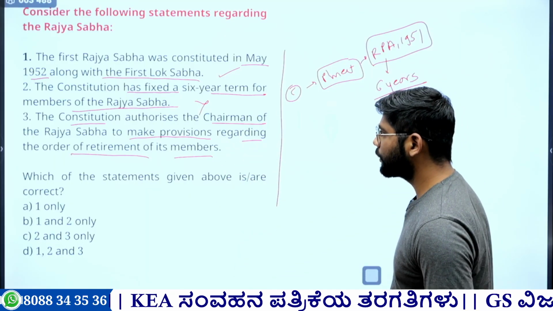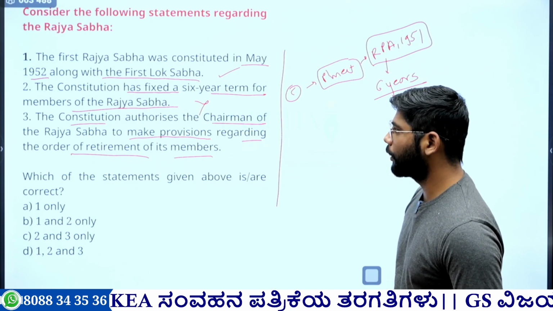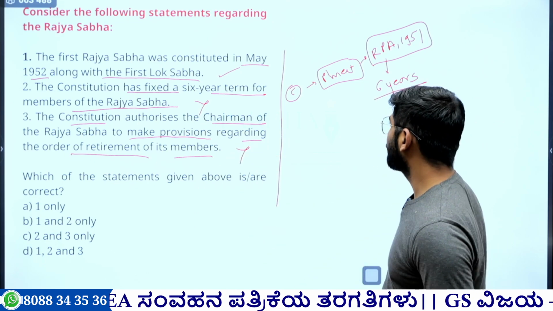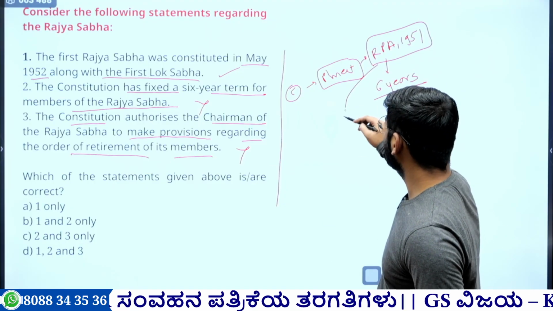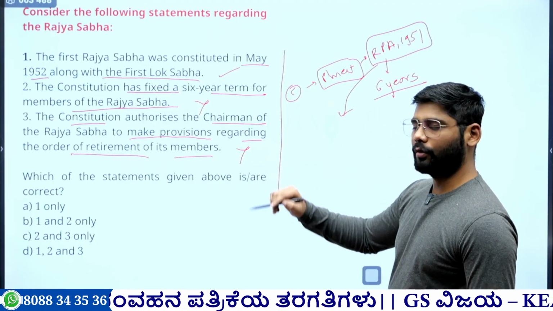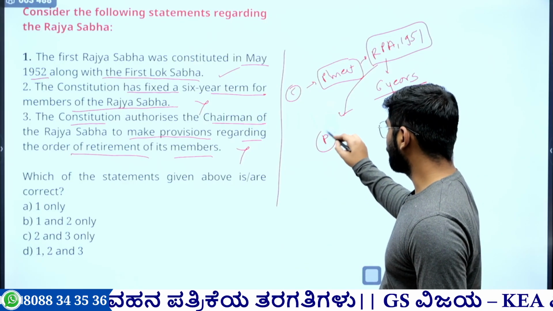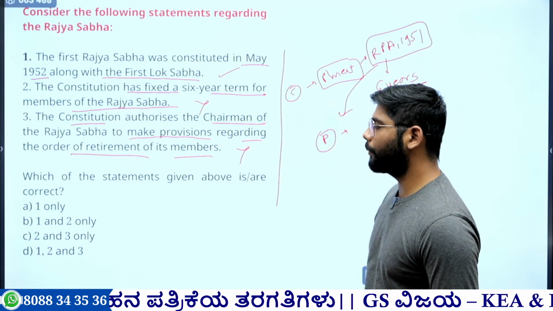Last, the constitution authorized the chairman of Rajya Sabha to make provision regarding order of retirement. So this is also wrong, because it is not the constitution. This act gave the power not to the chairman but to the president. So the president will govern the order of retirement of its members.